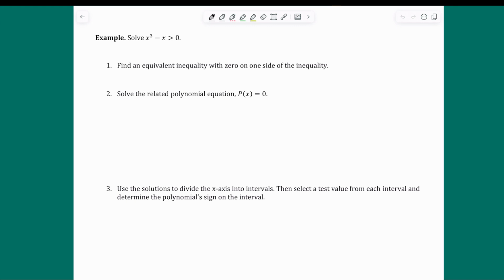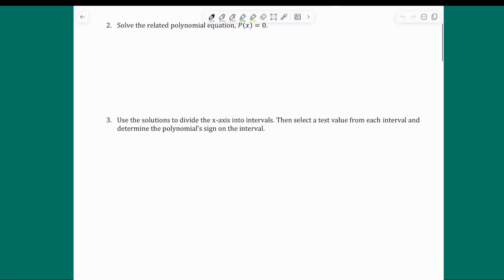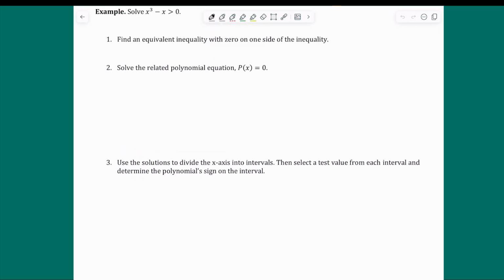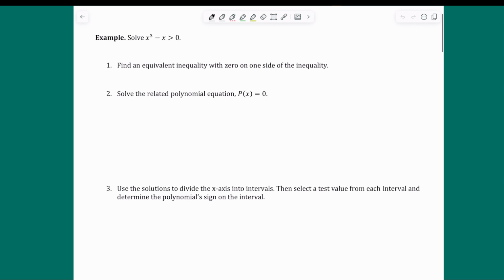Okay, so in this example, we're going to solve the polynomial inequality x cubed minus x greater than 0. We'll follow the procedure that's broken down into the 4 steps. We'll first find the equivalent inequality with 0 on one side of the inequality. That is already done, as you can see from the inequality. We have the polynomial on the left and we have 0 on the right of the greater than symbol.